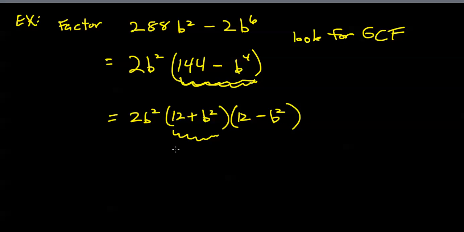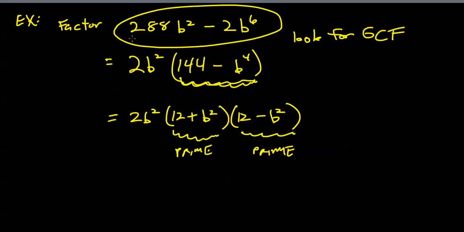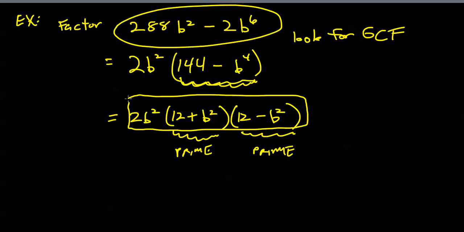12 plus b squared, of course, is prime. And 12 minus b squared, well, 12 is not a perfect square, so I claim this is also prime. So I've reduced my original expression into a list of multiplied prime factors, and there's my final answer: 2b squared times 12 plus b squared times 12 minus b squared. That's not too tough once you practice these a few times, hopefully.